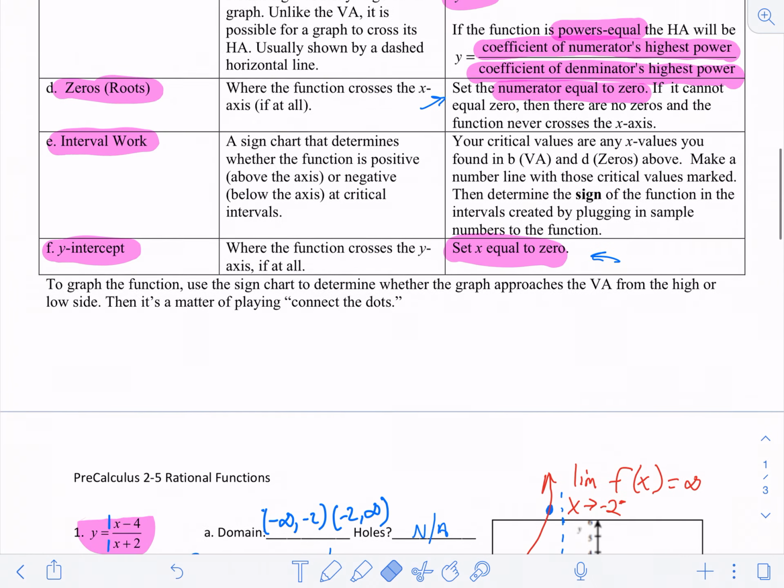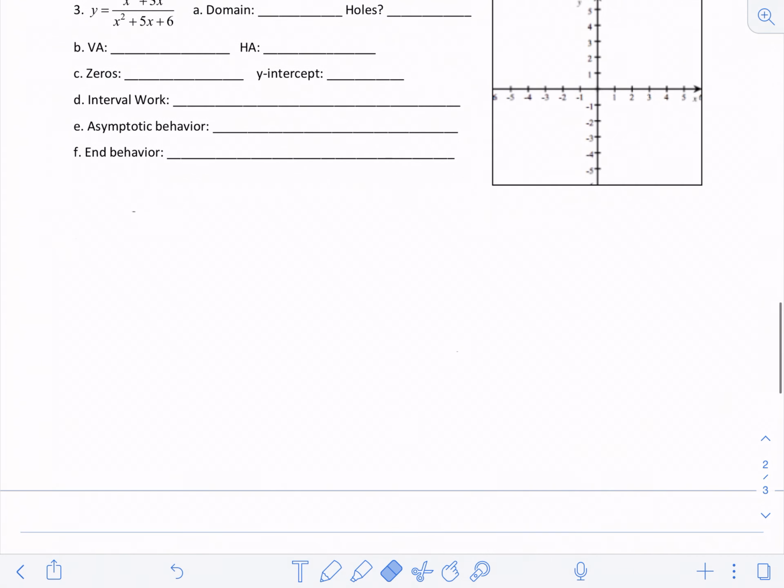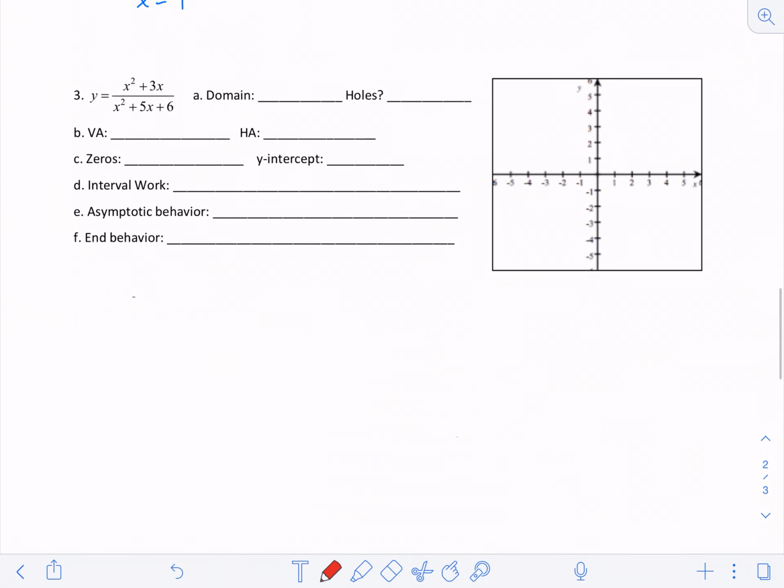The first thing I want to do is find the domain again, right? So the domain, as we noticed up here, it says domain, set the denominator equal to 0. So I'm going to set the denominator equal to 0. So I'm going to go x squared plus 5x plus 6 is equal to 0.